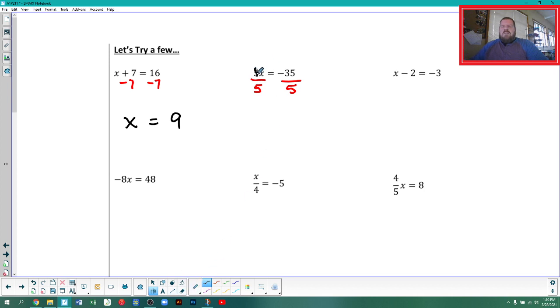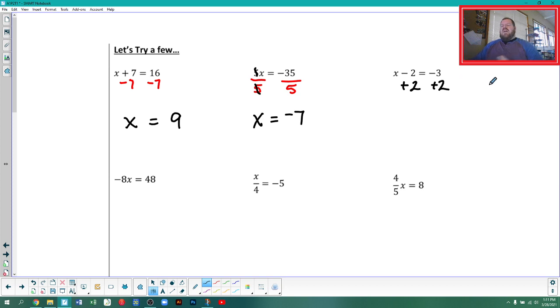And so when I do that, my 5s actually cancel out because 5 divided by 5 is 1, and now I know what 1x is equal to. It's equal to negative 35 divided by 5, or negative 7. Okay. The next one, we just add 2.